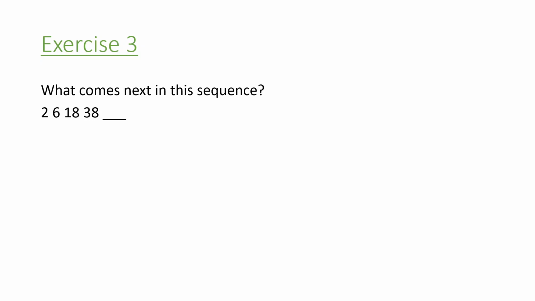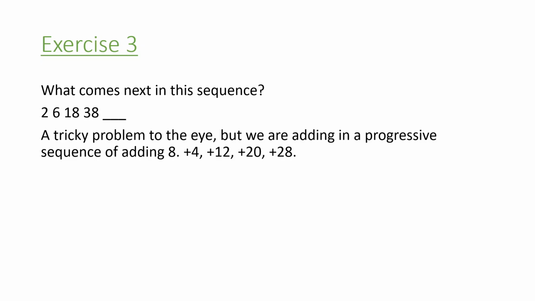This is your tricky problem to the eye, this one, but we are adding in a progressive sequence of 8. We start at 4 though, and then we add on 12, then we add on 20, and then we add on 28 in the next one. 38 plus 28 is our answer, which is going to be 66.